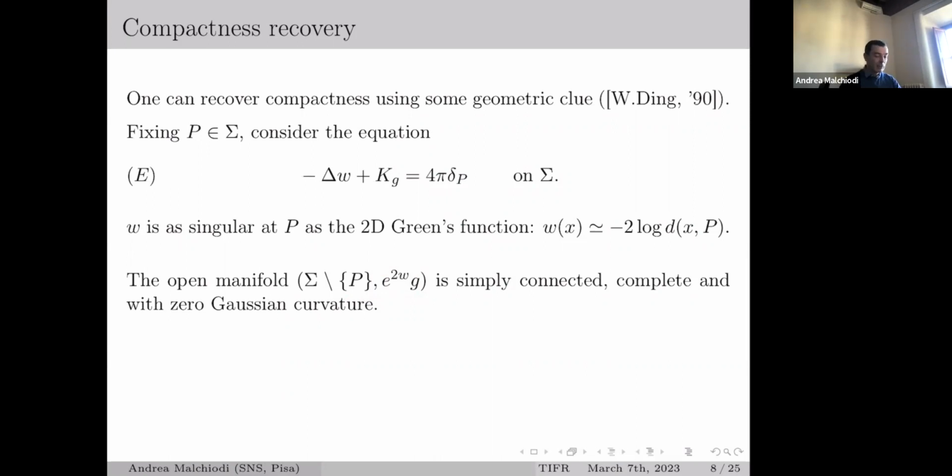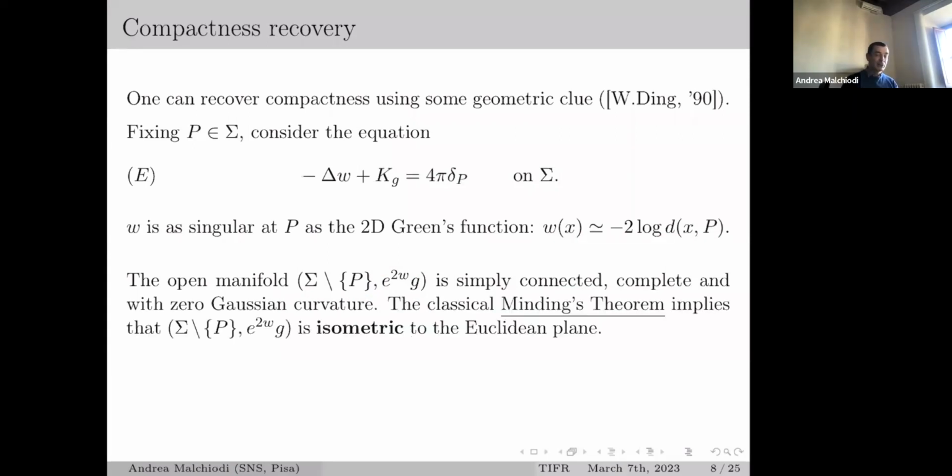Okay, now recall that we're dealing with a surface with the topology of the sphere. So now, if you remove a point, it's a sphere minus a point. So it's a set which is simply connected. By the asymptotics of this singular function, you get a complete metric with 0 Gaussian curvature. Now there is a classical theorem in geometry that tells you that such a surface with this metric must be isometric to the Euclidean plane.